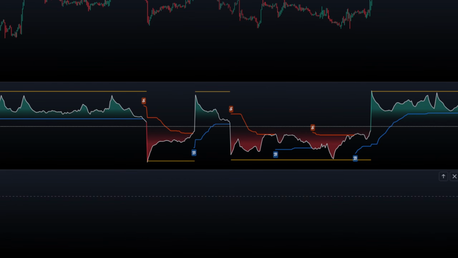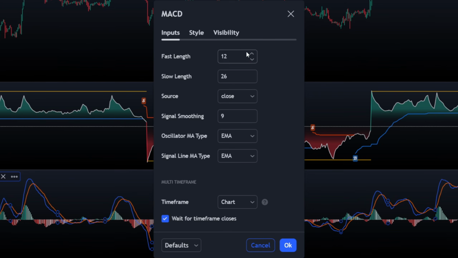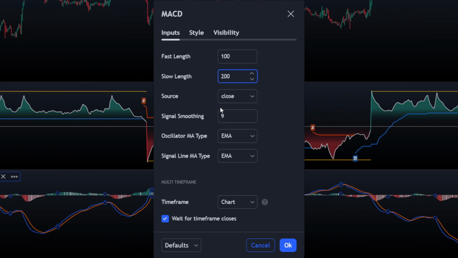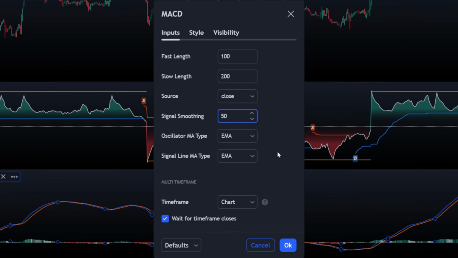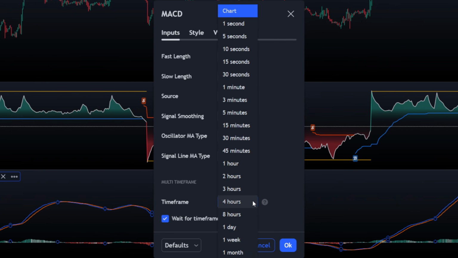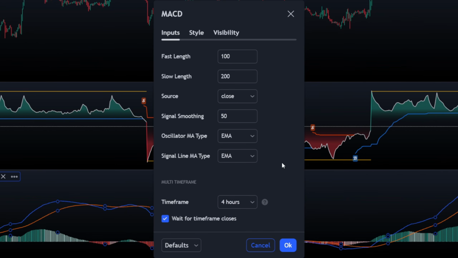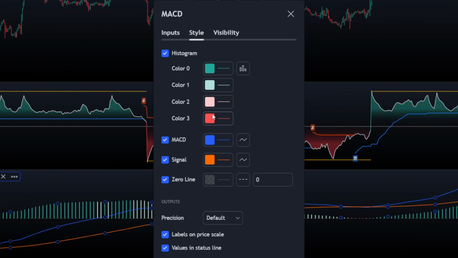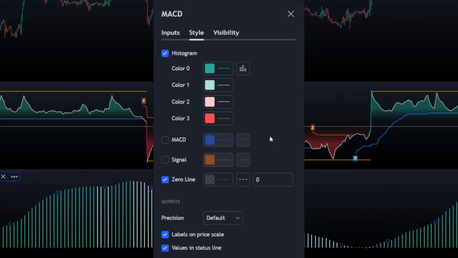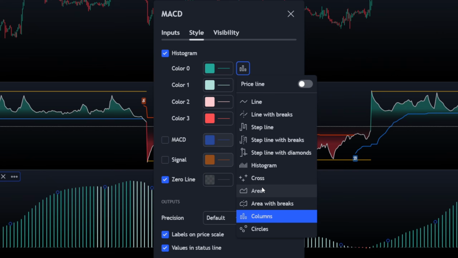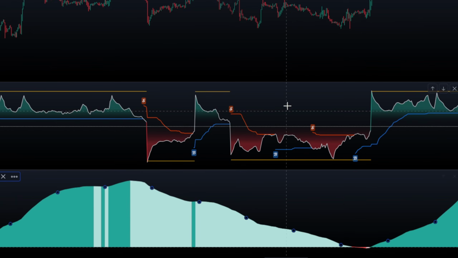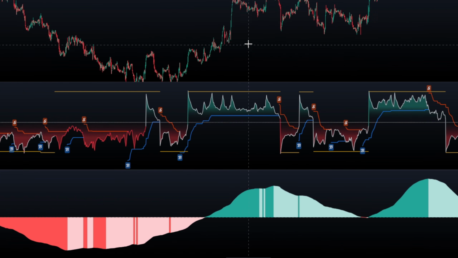We need to change the settings of the MACD indicator here. For the fast length, we set it at 100. For the slow length, we set it at 200. And for signal smoothing, we set it at 50. Then, here for the time frame, we set it on a higher time frame than our chart time frame. Right now, we are on a 1-hour time frame, so here we set it on 4-hour time frame. And then, here in the Style tab, we remove the MACD line and signal line. For the appearance of the histogram, we set it on the area. Everything is already set on the chart.